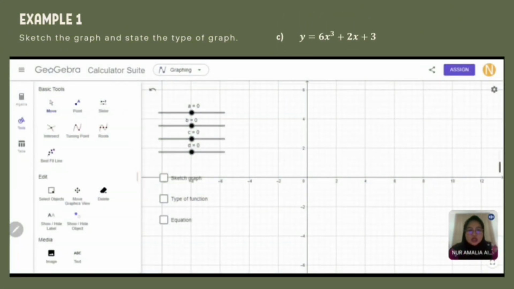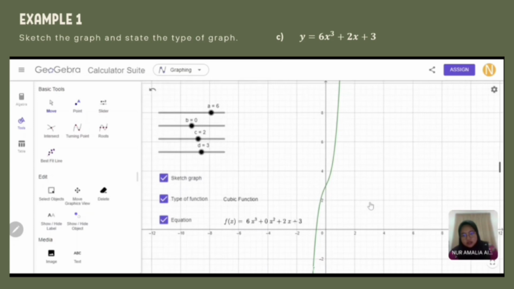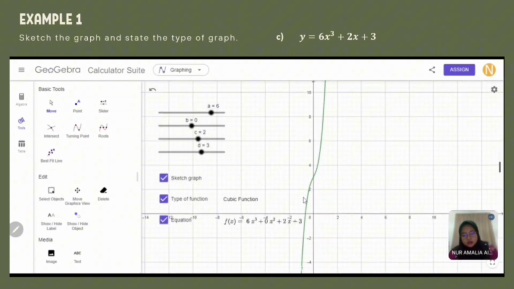Now, the next question asks for 6x cubed. So for 6x cubed, we will move the A slider to 6: 3, 4, 5, 6. And plus 2x, which is 2x, and plus 3, D is 3. So the equation will show you like this. It is the same as the question given, and the type of function is a cubic function. How does the graph look like? Here it is. This is the graph, the cubic function.